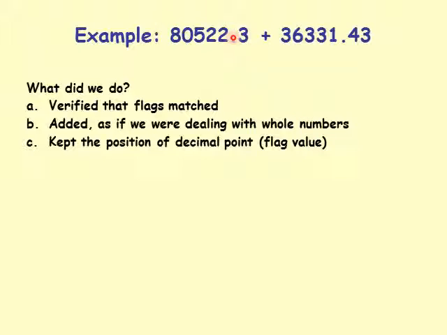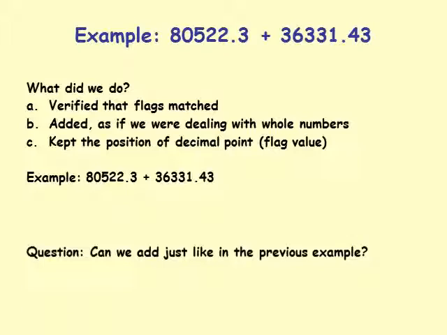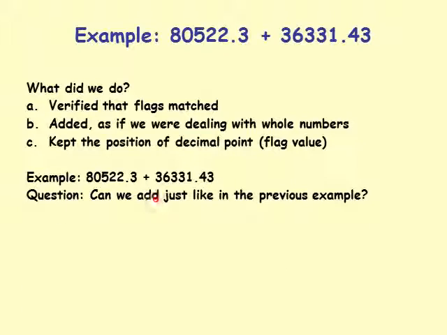Now we're going to do this example. Let's say the flag value is -1 for the first operand and -2 for the second operand. So 80522.3 plus 36331.43. Can we add just like the previous example? The flags do not match, so we cannot easily add the numbers together.